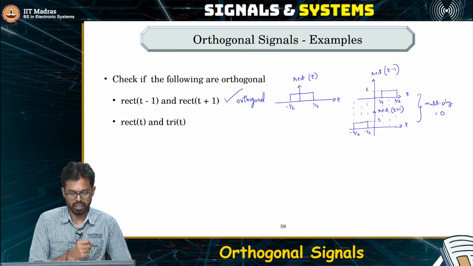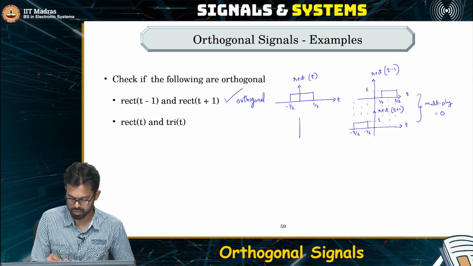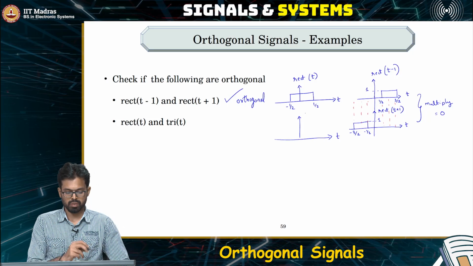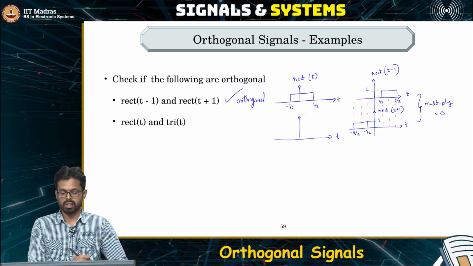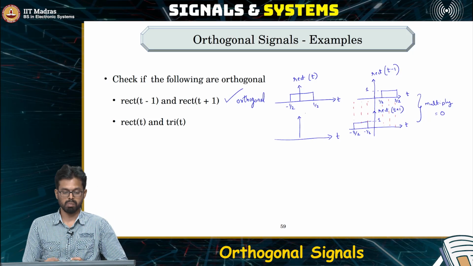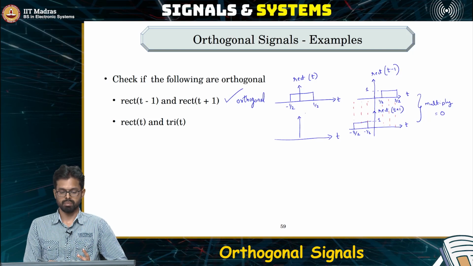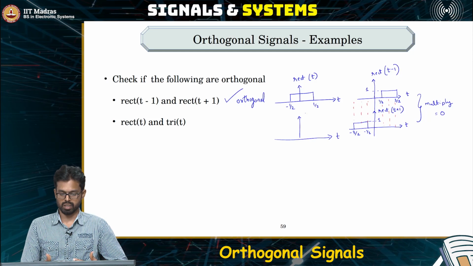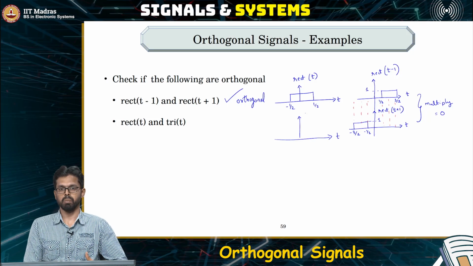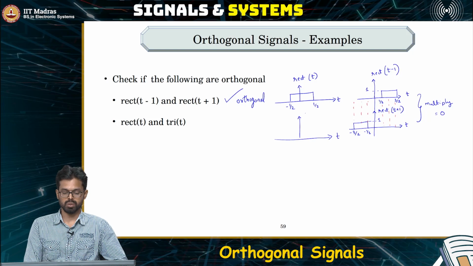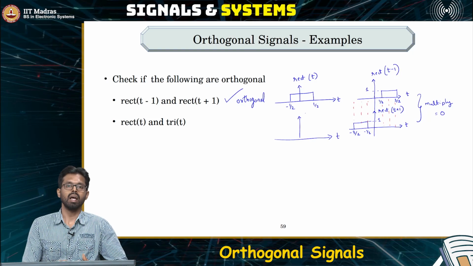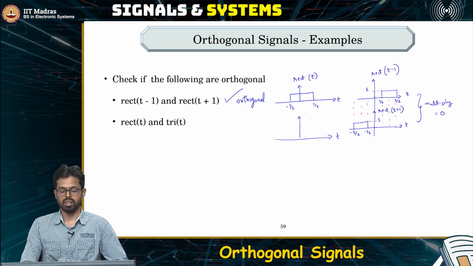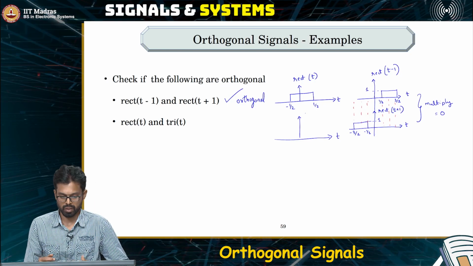Okay, now let's check the next pair. Next pair is we are trying to check the orthogonality between the rectangular function and triangle. Remember, orthogonality means you need two signals. If I'm asking if a signal is perpendicular, given just one vector, you cannot say so it is perpendicular, right? You need at least two vectors to say that the angle between them is 90 degrees and hence they are perpendicular. So you need at least two signals to compare and then say, okay, they are orthogonal, they are perpendicular.